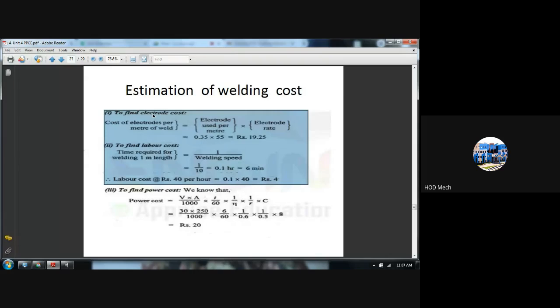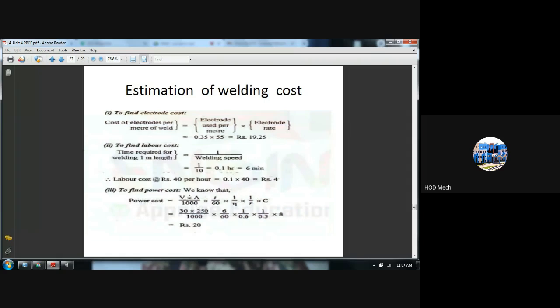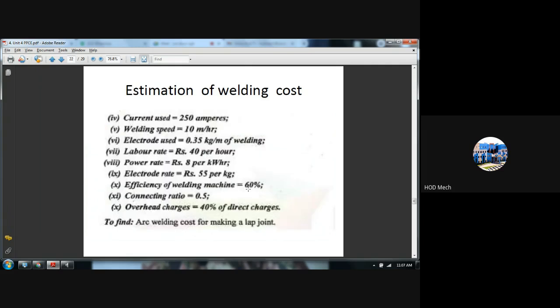First, electrode cost. Number 2, labor cost. Number 3, power cost. For power cost, the formula is voltage into ampere divided by 1000 into time divided by 60 into 1 by efficiency into 1 by R into C.